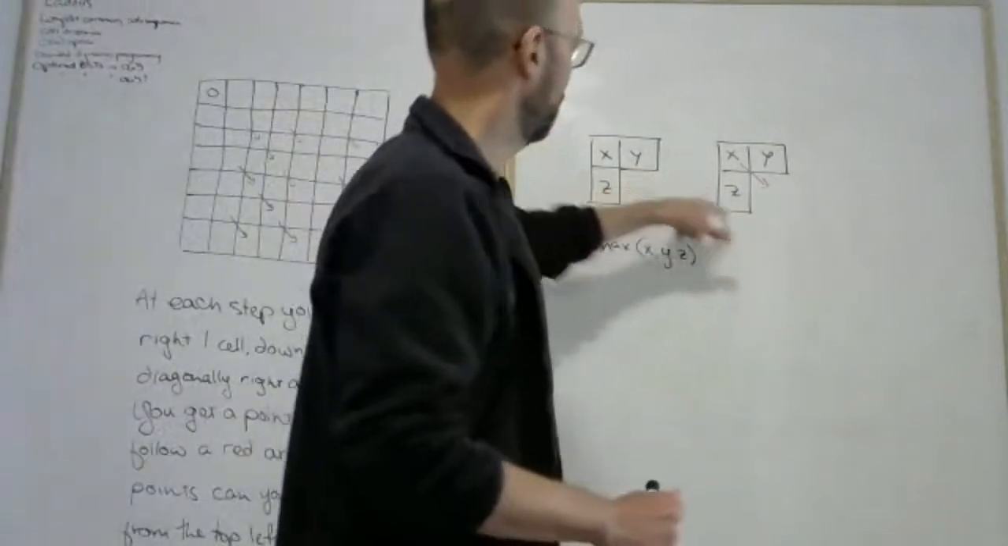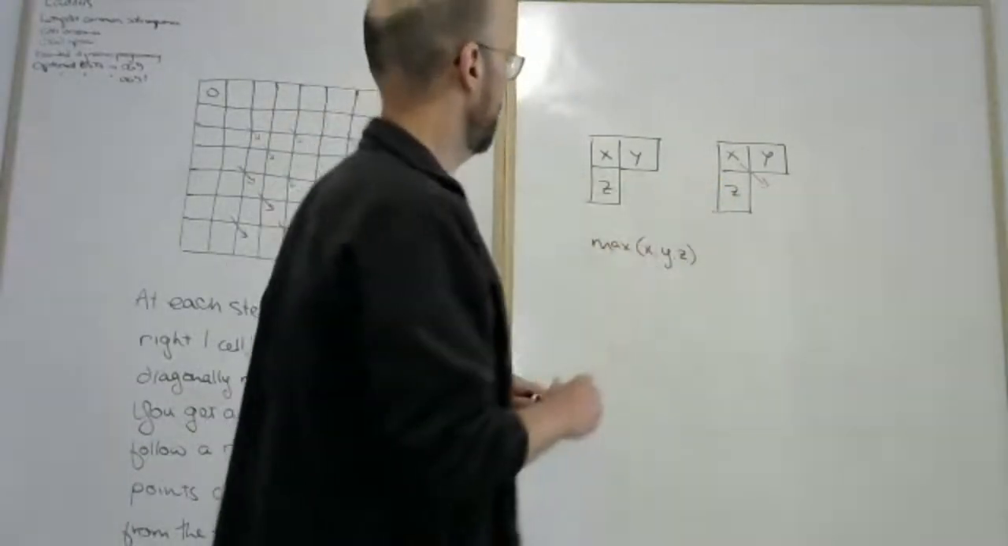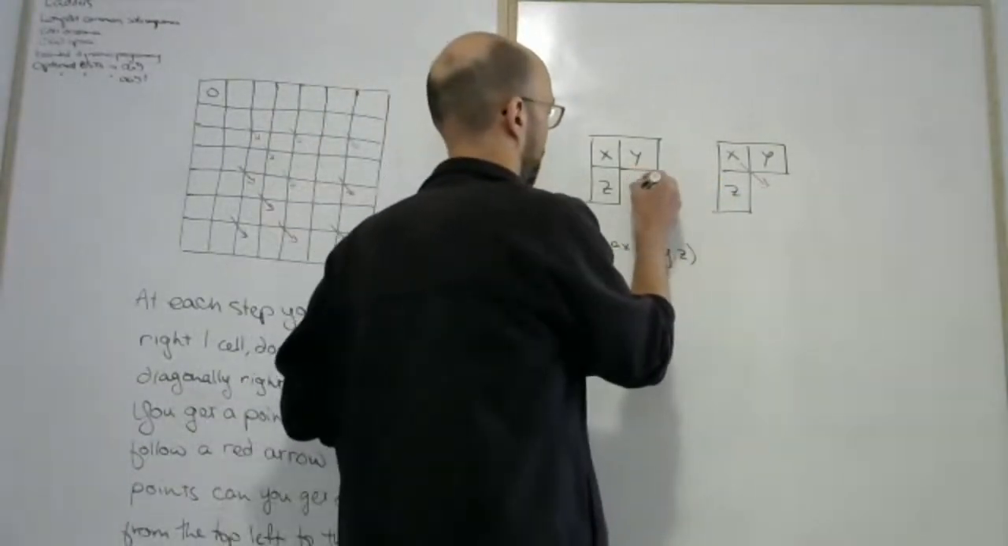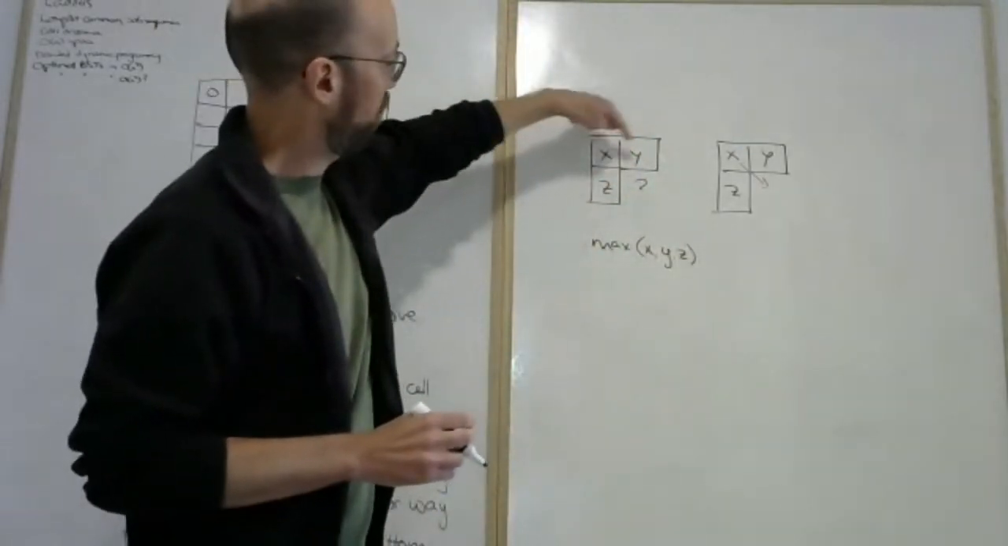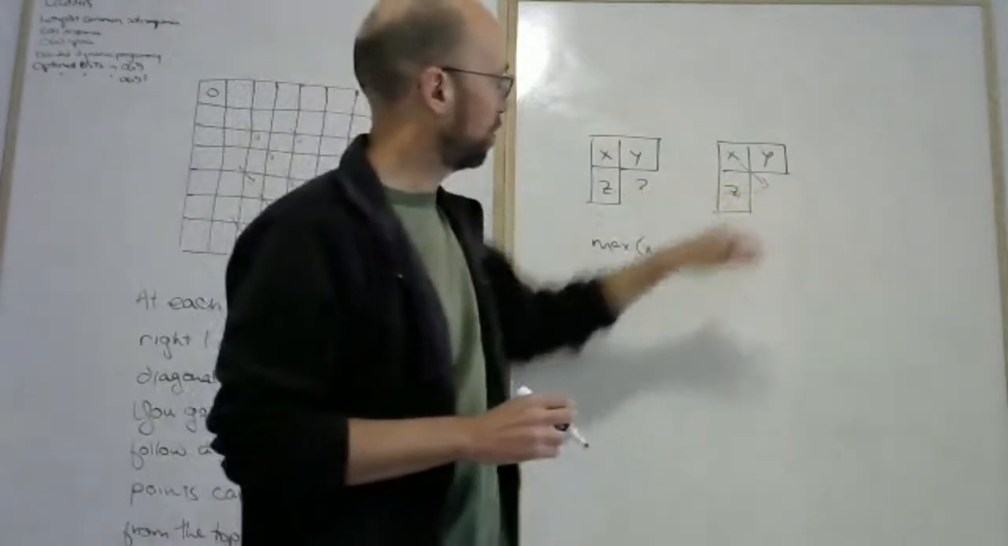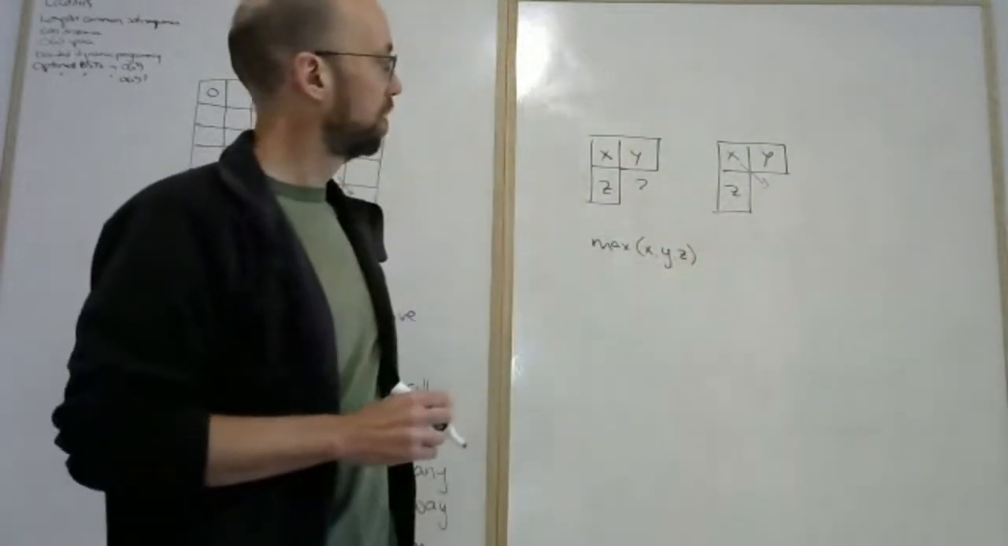Does anybody know what the formula is, if I want to work this out? In the case where I don't have a red arrow, it's the max of x, y, and z. And if I do have a red arrow, it's what?